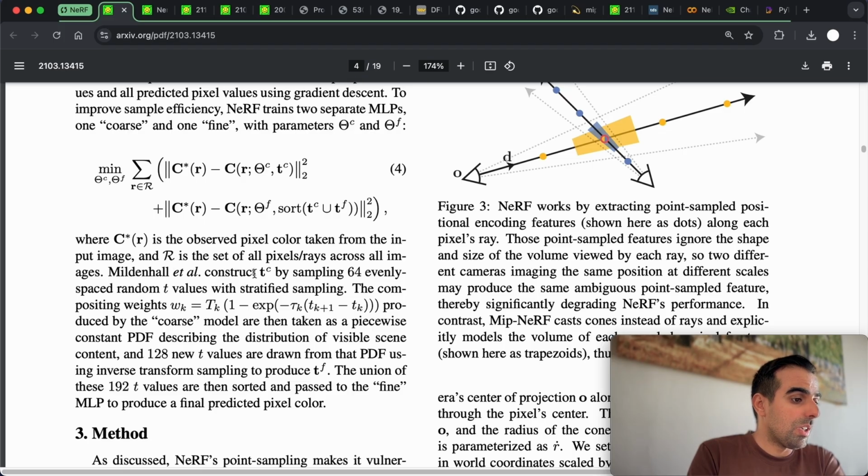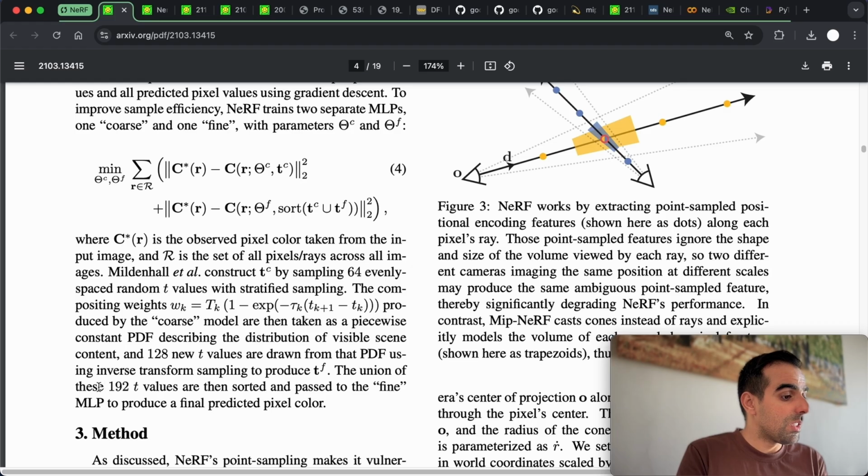Mildenhall et al. construct t samples for coarse sampling by sampling 64 evenly spaced random t values with stratified sampling. The compositing weights produced by the coarse model are then taken as a piecewise constant PDF describing the distribution of visible scene content, and 128 new t values are drawn from that PDF using inverse transform sampling to produce t fine.